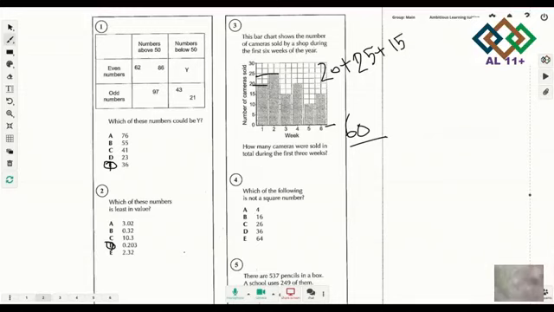So number 4, they're asking me which of these numbers is not a square number. So you need to look at which one of them is not a square number. Obviously, if I look at them, C is not a square number. So let's move on to number 5.